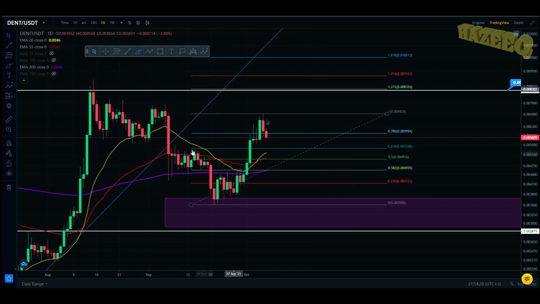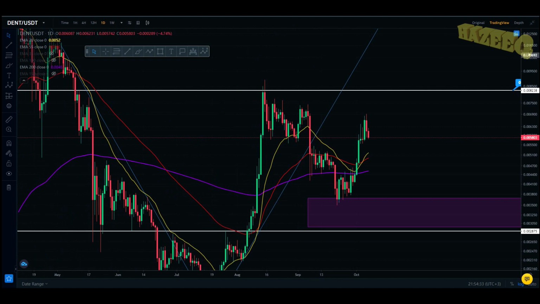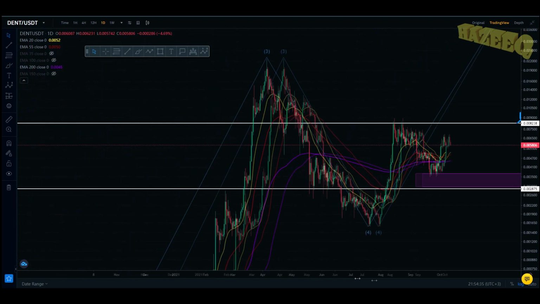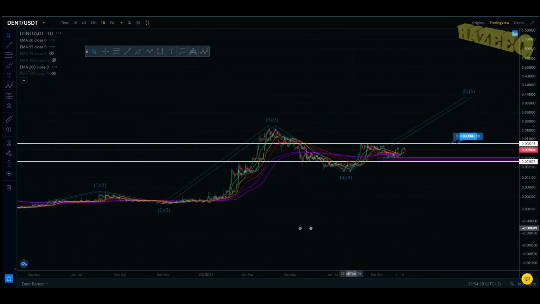And other than that, you just look at the larger fibs, just zoom out and see where you're potentially going, and is it worth selling now at all.